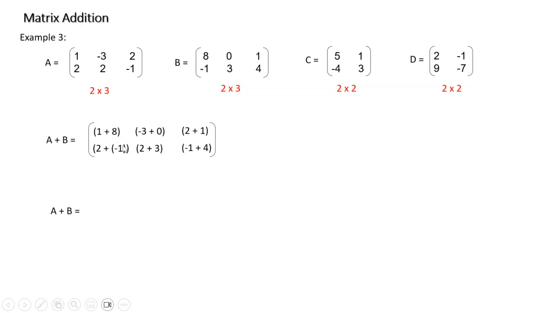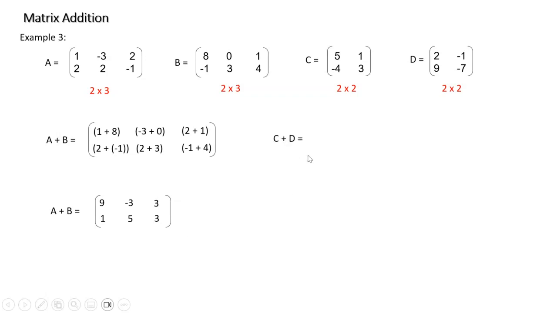So here's my result, right? So 1 plus 8 will give us 9. If you want, guys, you can go straight from A plus B, from these two matrices on top to the answer. I just showed the work here just so you know exactly what's taking place. So negative 3 plus 0 will give us negative 3. 2 plus 1 is 3. 2 plus negative 1 is 1. And 2 plus 3 is 5. And negative 1 plus 4 is 3. So that's my result.